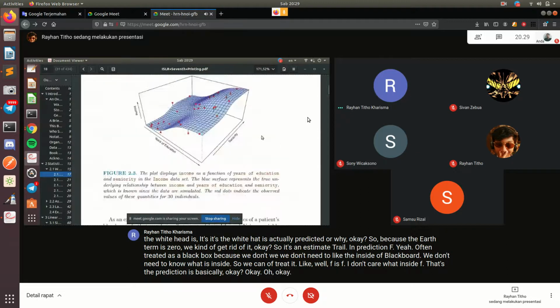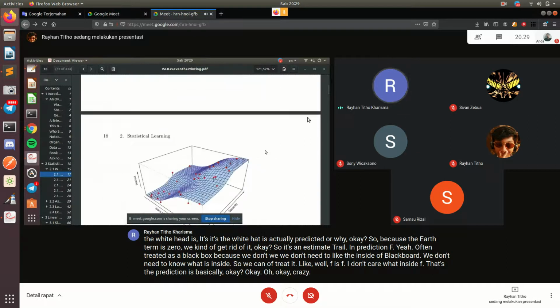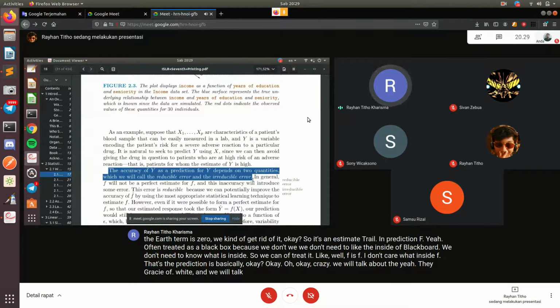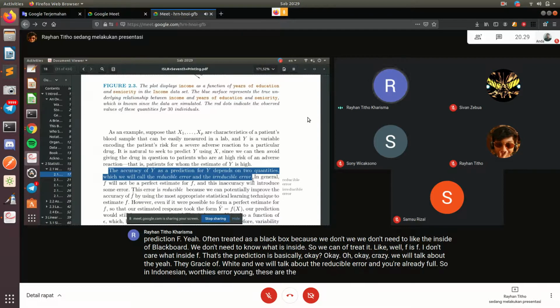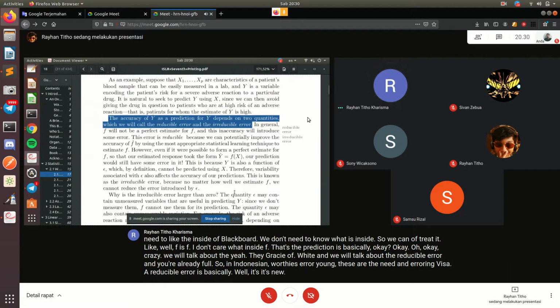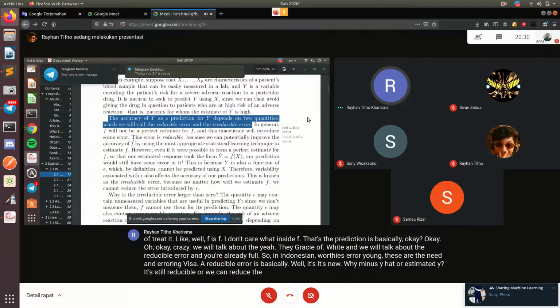We'll talk about the accuracy of E of Y, and we will talk about the reducible error and the irreducible error. So in Indonesian, it is error yang nggak bisa dikurangi dan error yang bisa dikurangi. The reducible error is basically Y minus Y hat, or estimated Y. We can reduce the error, right? We can reduce the error.